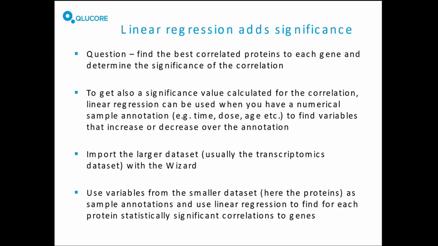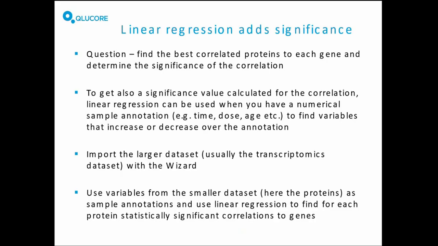Now we'll talk about linear regression, because with linear regression calculation we can add significance also to the correlation values that we have created. And to get those significance values, we can use linear regression with a numerical sample annotation like time, dose, etc. In this case, we have the proteins that are numerical values. They are variables from the beginning, but we will use them here as sample annotations.